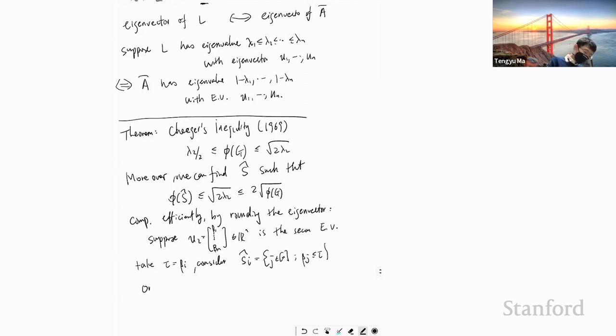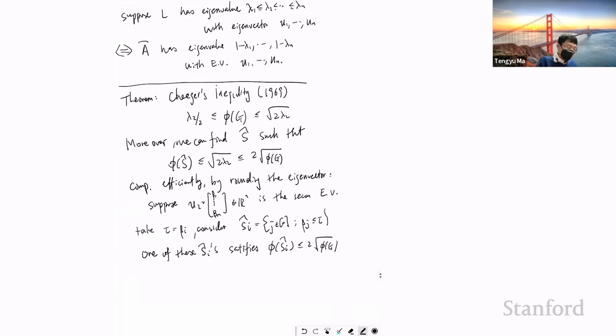So you have basically n of these sets: S1 hat, S2 hat, S3 hat, and so on. One of these S hat i's satisfies phi of S hat i is less than 2 times square root phi of G. So one of these sets will be a good cut. I'm stating this in a formal way, so it seems a little confusing.